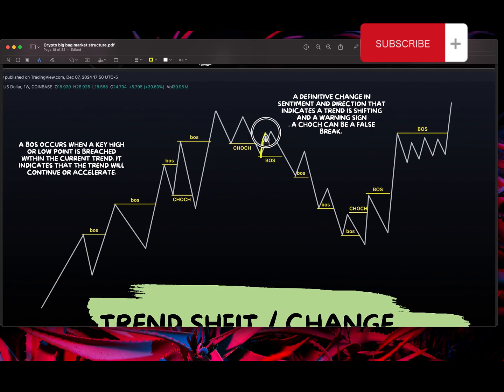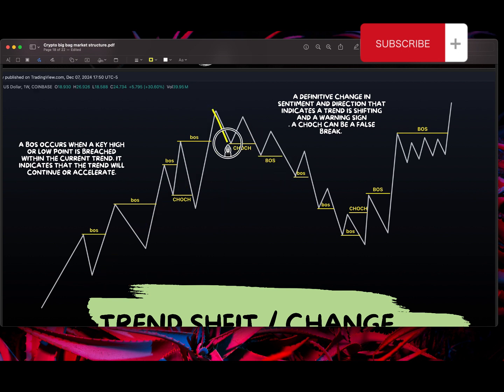When price moves back up, creates a lower high, fails to go above this high and breaks down, now we have a break of structure. Now we can say the trend has shifted from uptrend to downtrend. What is a downtrend? A downtrend is a series of lower highs and lower lows. That is when you know that this trend has shifted to downtrend. We are no more in uptrend. We are now in downtrend.